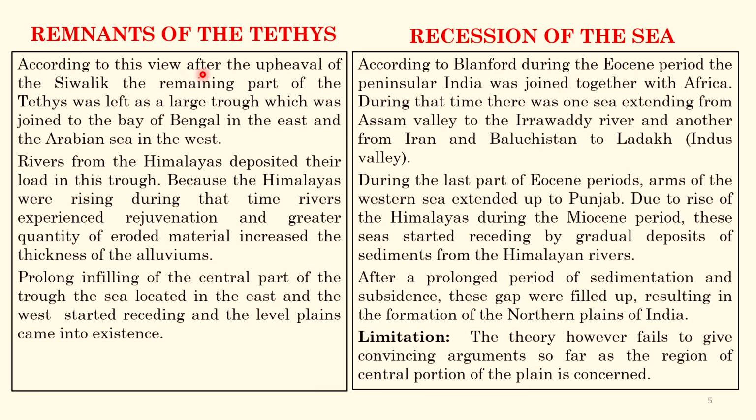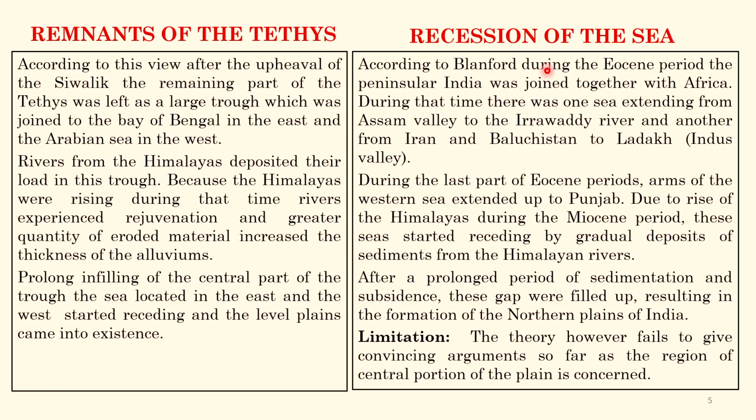The next one is the remnant of the Tethys. According to this view, after the upheaval of the Shivalik, the remaining part of the Tethys was left as a large trough which was joined by the Bay of Bengal in the east and the Arabian Sea in the west. Rivers from the Himalayas deposited their load in this trough. Because the Himalayas were rising during that time, rivers experienced rejuvenation and a greater quantity of eroded material increased the thickness of the alluvium. With prolonged infilling of the central part of the trough, the sea in the east and west started receding and the level plains came into existence.